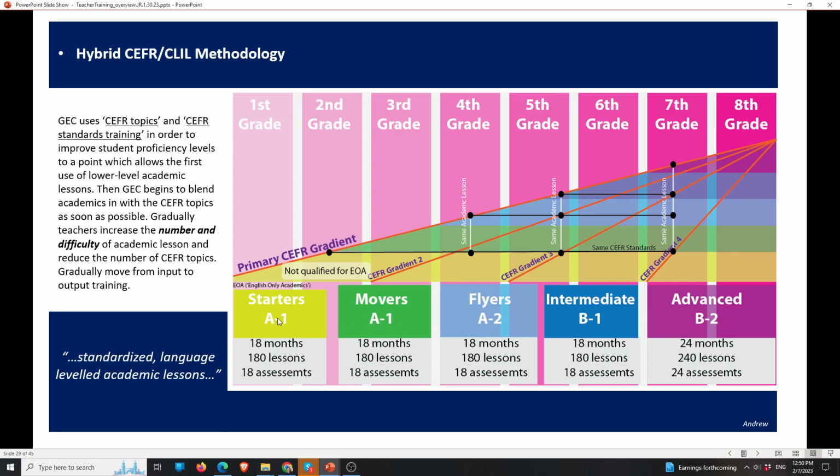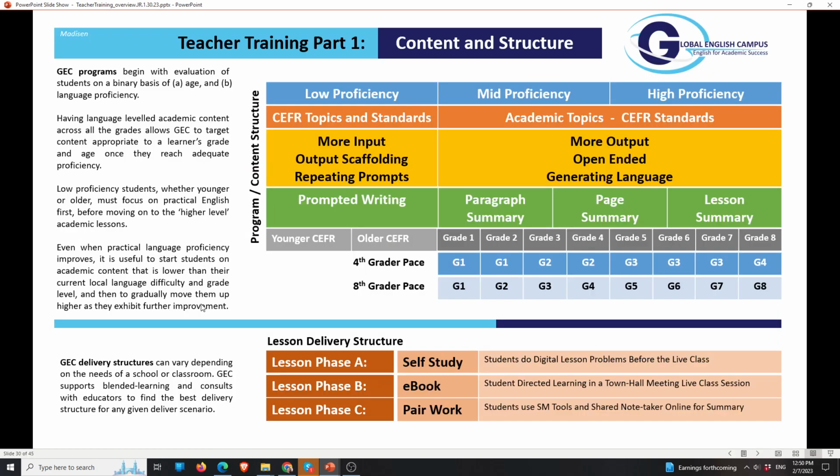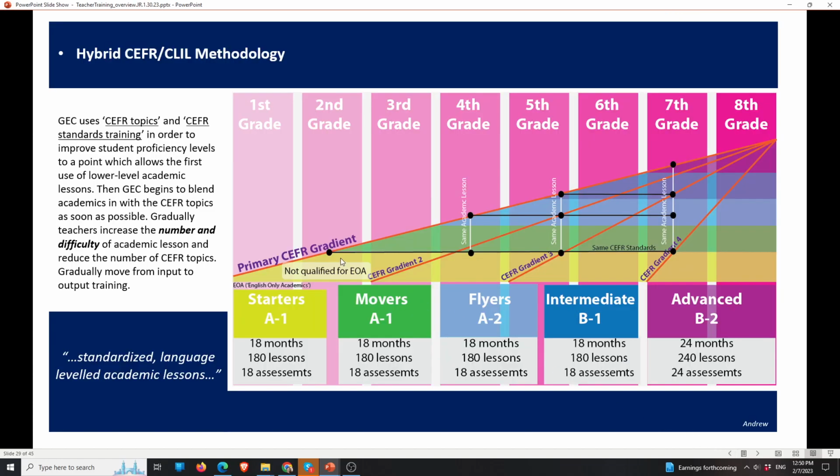And the purpose of this is to gradually move the students from functional language topics, like, I like spaghetti and my name is Jeff. We're trying to move them over into more academic topics up here, and to do that in a gradual and comfortable way for them. And this graphic says many things. So here are these gradients.